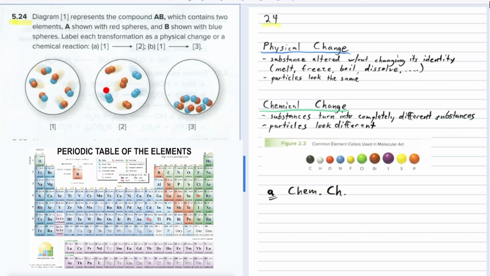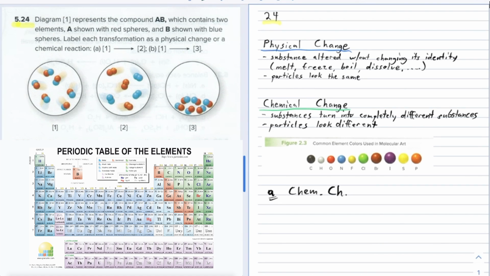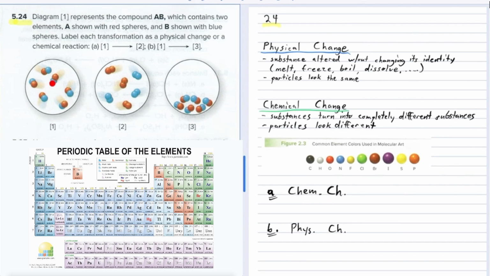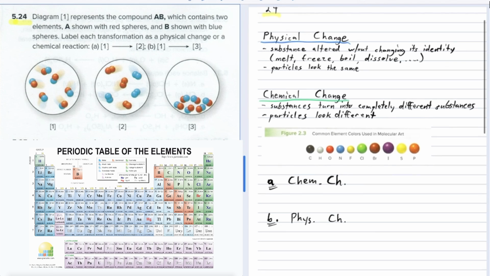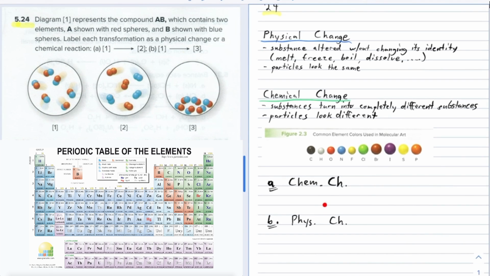Okay, and what about transformation B? Transformation B is a physical change, because the particles are still the same type of particles. You have the red ones connected to the blue ones, and here they look the same. It's just their proximity that has changed. They're closer together now versus over here. Now, this is all the question asks for, but I think we can do a little bit more with this.